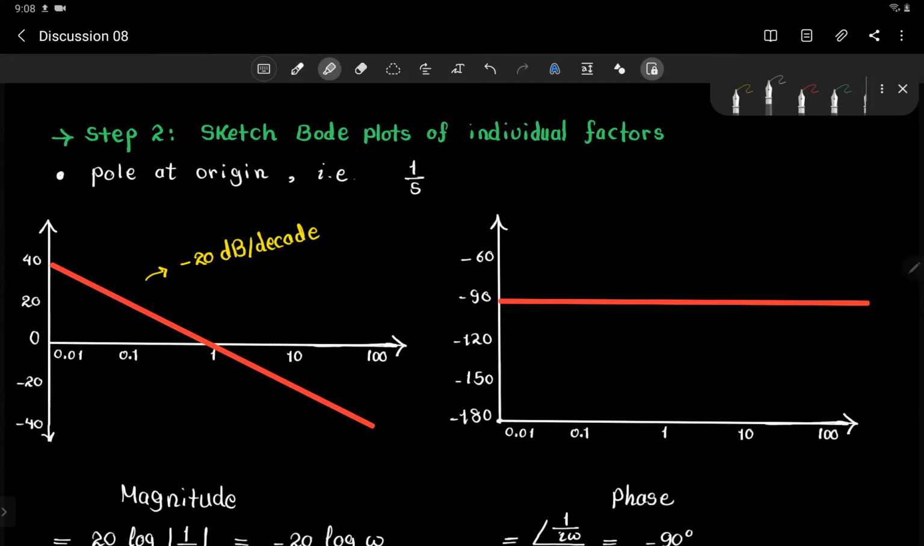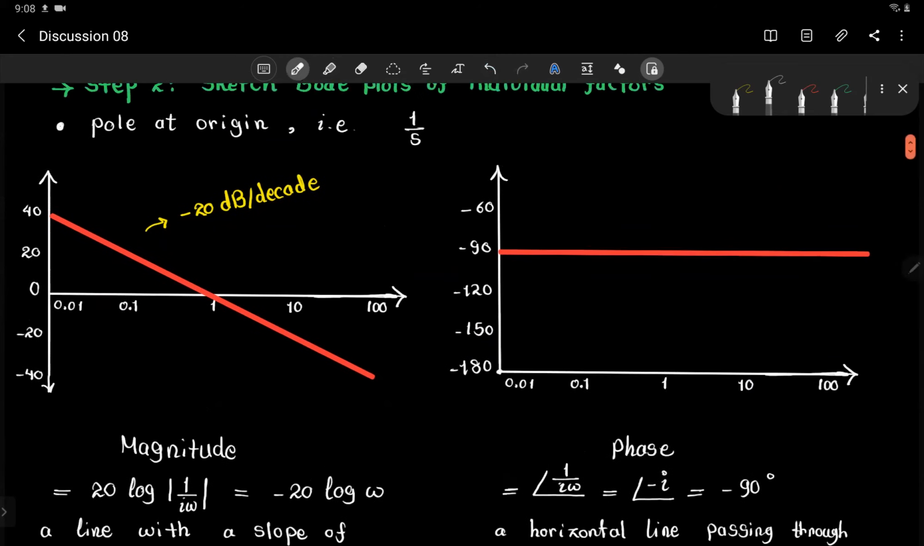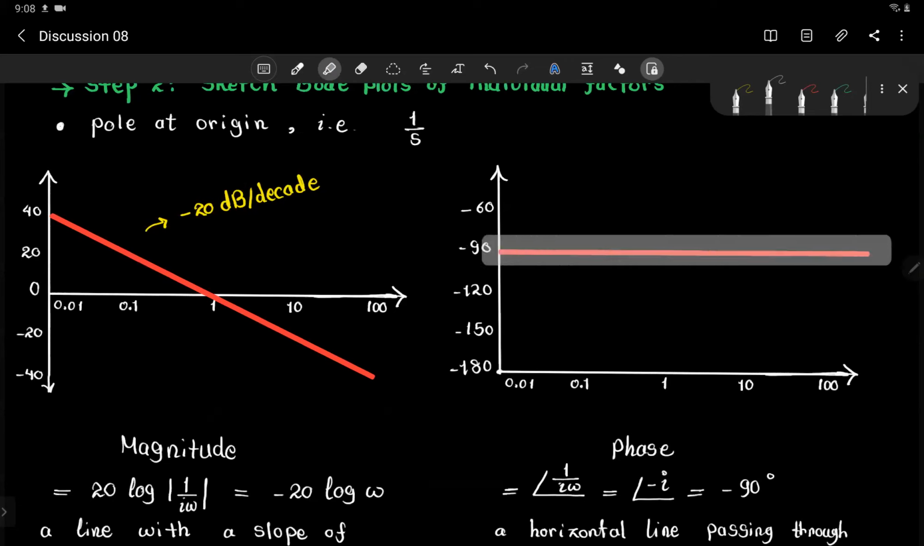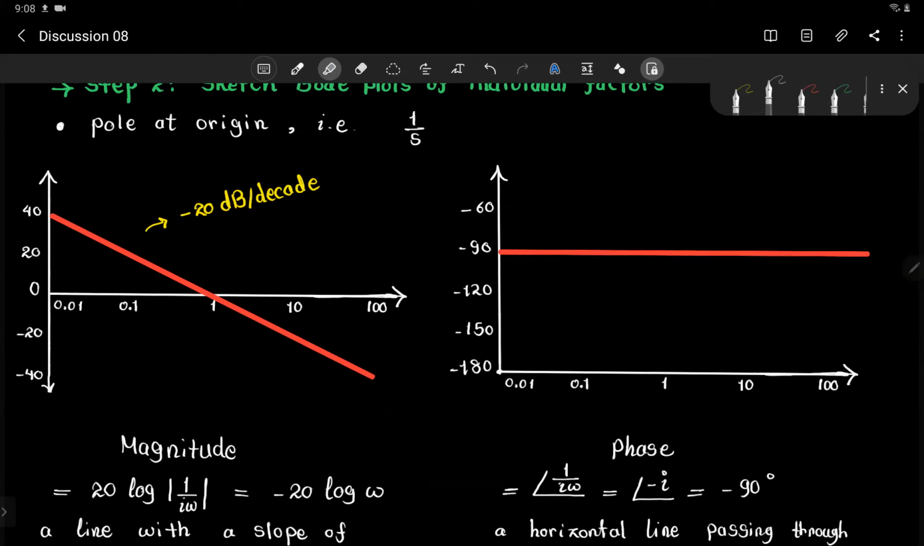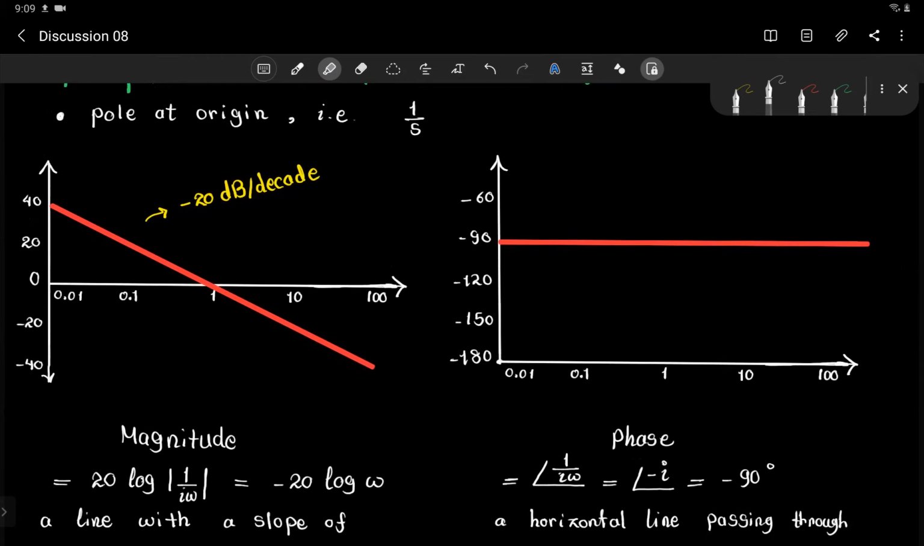Now, next, the phase of 1 over i omega. The phase of 1 over i omega is just going to be equal to the phase of negative i, because omega is just a factor that does not affect anything. So it's going to be equal to negative 90 degrees. So the phase of this factor is going to be a horizontal line passing through negative 90 and does not depend on omega. So this is the sketch for the factor 1 over s, and this is actually an exact plot. This is exactly what the Bode plot for the factor 1 over s looks like.